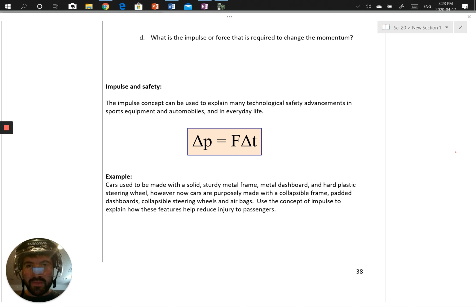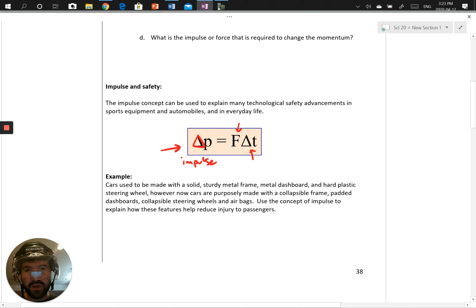So first thing I want to do is take a look at this formula here. This tells us that the impulse, or the change in momentum, is equal to the force applied multiplied by the amount of time over which that force is applied for. Now, I think for this context of safety, it's going to help us a little bit more if we manipulate this formula. So I'm going to change this formula into force is equal to the impulse divided by the time.